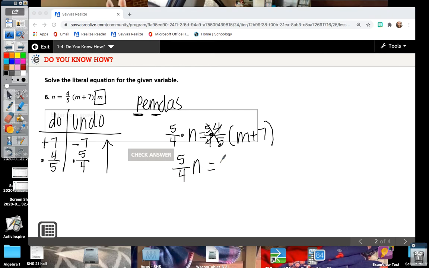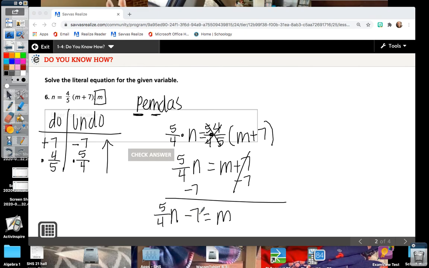Bring it straight down because we can't combine anything. And instead of plus 7, we minus 7. So m equals, don't combine them, just bring them down, 5 over 4n, and minus 7 out to the side. And that is it.